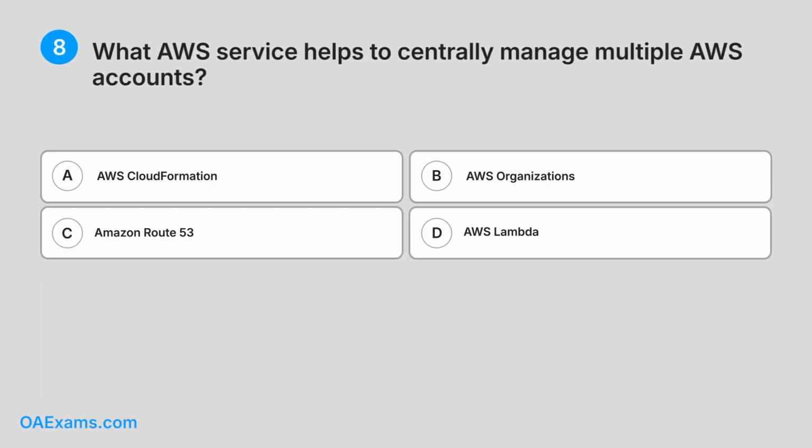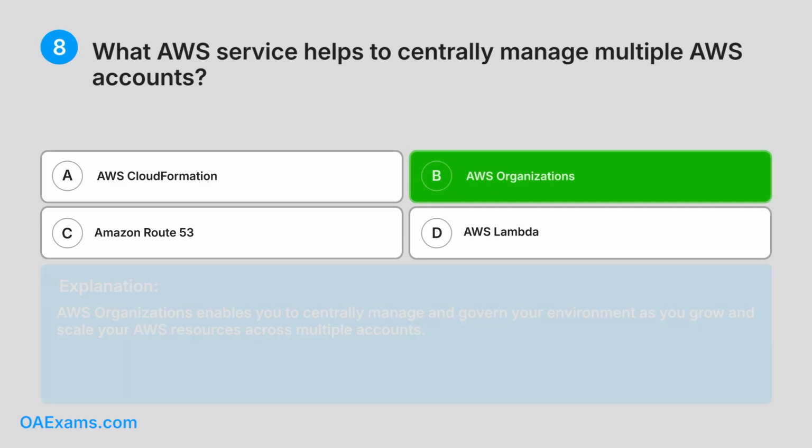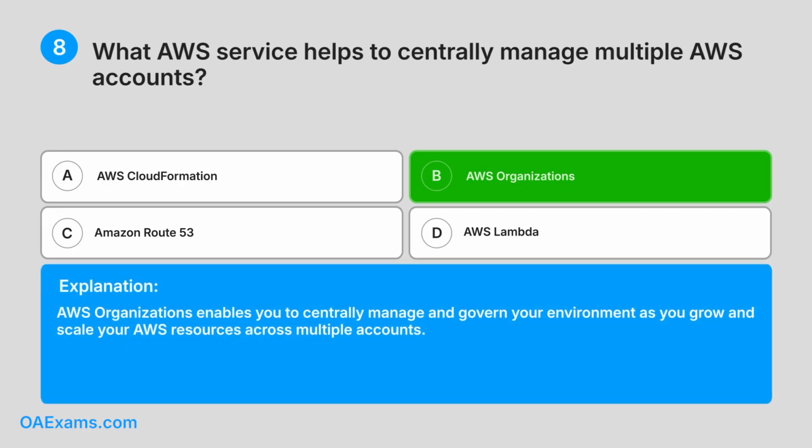8. What AWS service helps to centrally manage multiple AWS accounts? A. AWS CloudFormation. B. AWS Organizations. C. Amazon Route 53. D. AWS Lambda. What do you think is the answer? Correct answer: B. Explanation: AWS Organizations enables you to centrally manage and govern your environment as you grow and scale your AWS resources across multiple accounts.